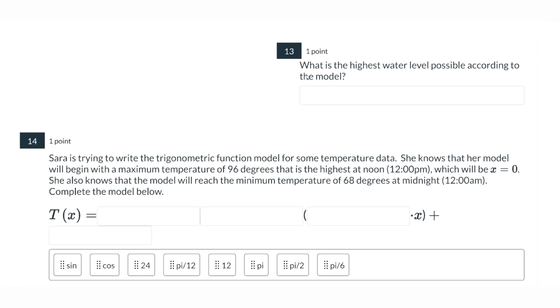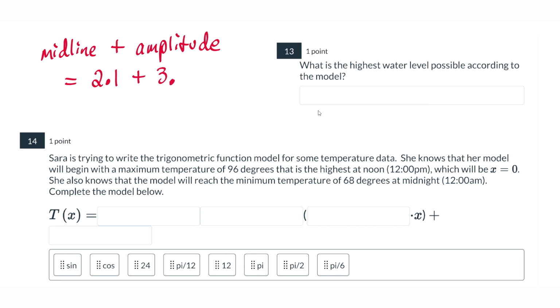13, what is the highest water level according to the model? We'll just do the same thing we did in the previous one, but now we're going to add. So it'll be the midline. So in this case, we're going to do 2.1 plus 3.4, which is 5.5. So the highest this water will rise will be 5.5 feet.